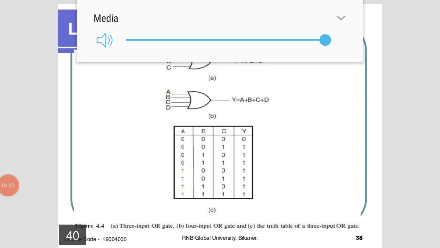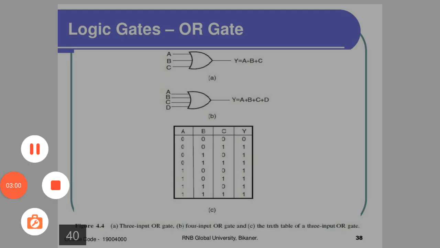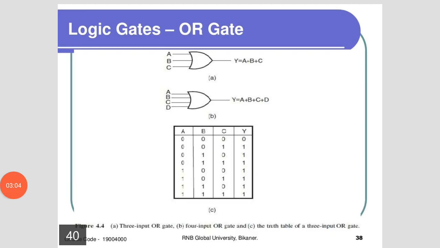The OR gate can also have three inputs A, B and C. The output of the OR gate is Y equals A or B or C, where the OR gate is denoted by the positive sign. After that, the OR gate with four inputs A, B, C and D has the output A or B or C or D.